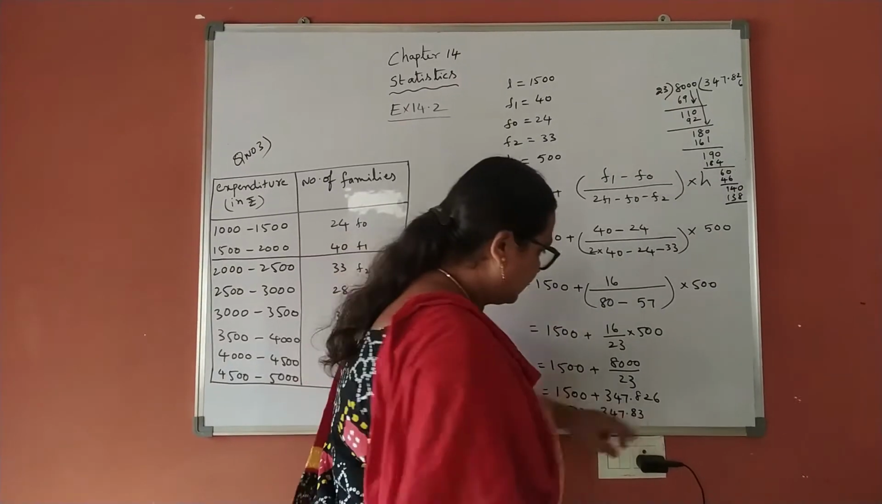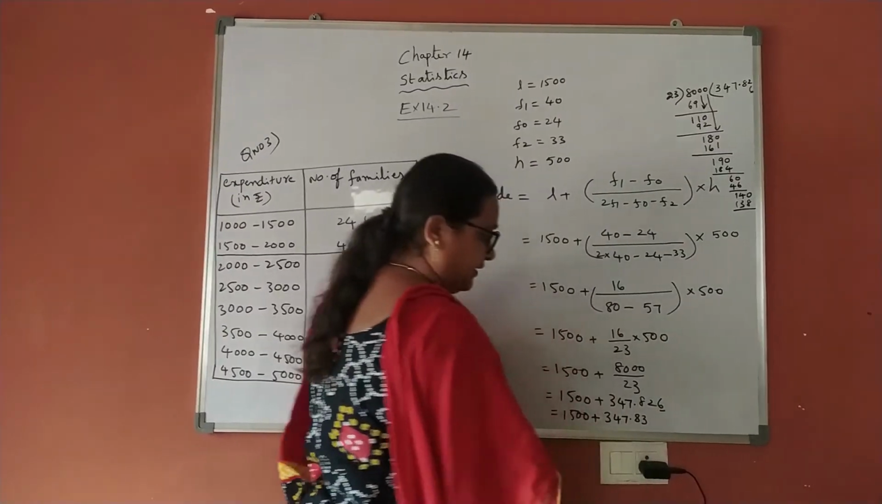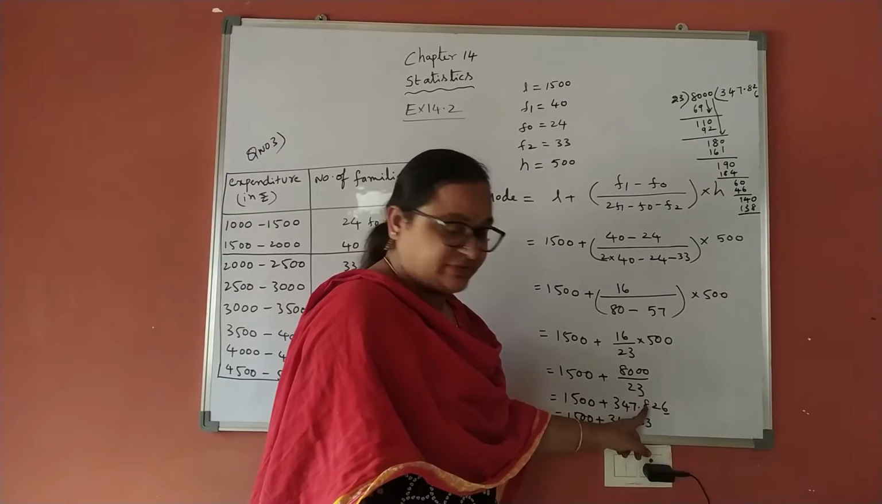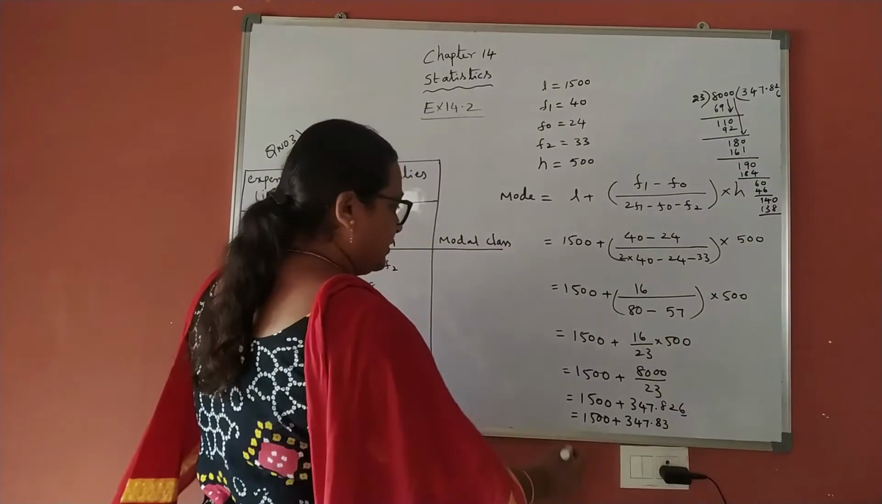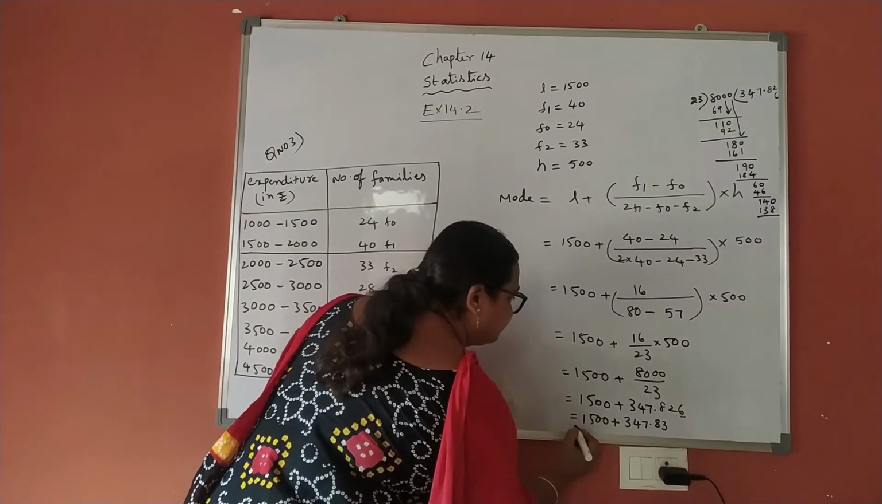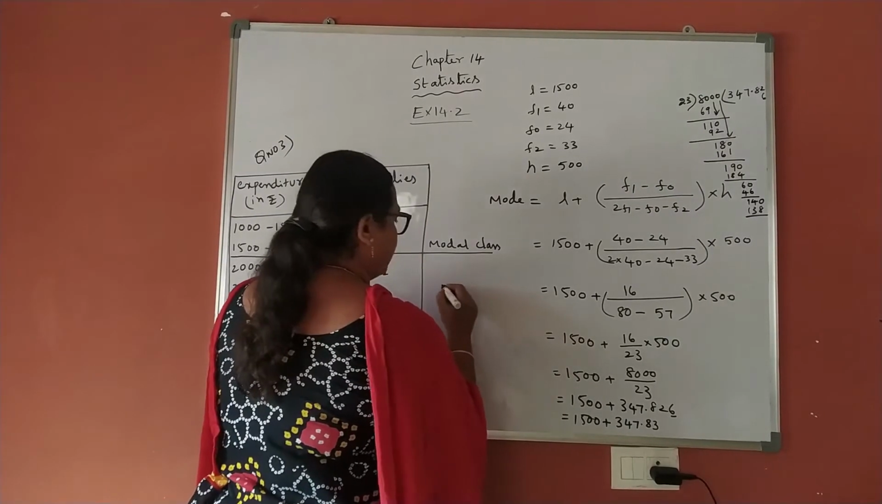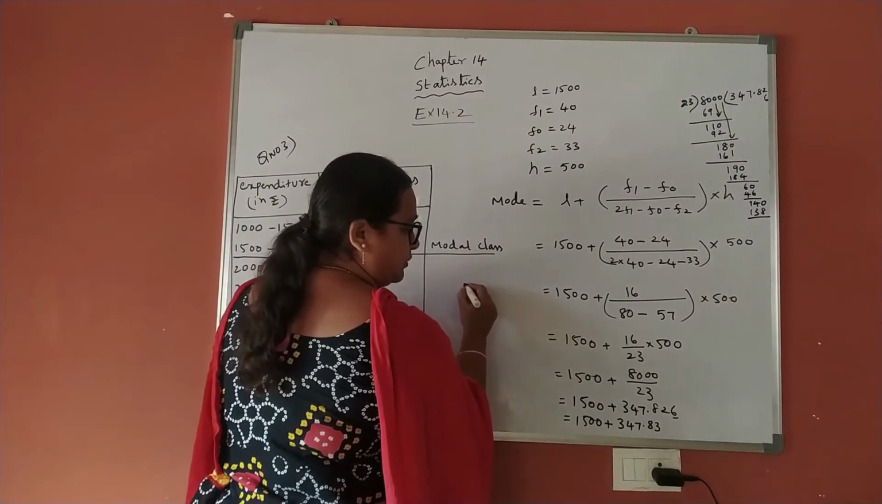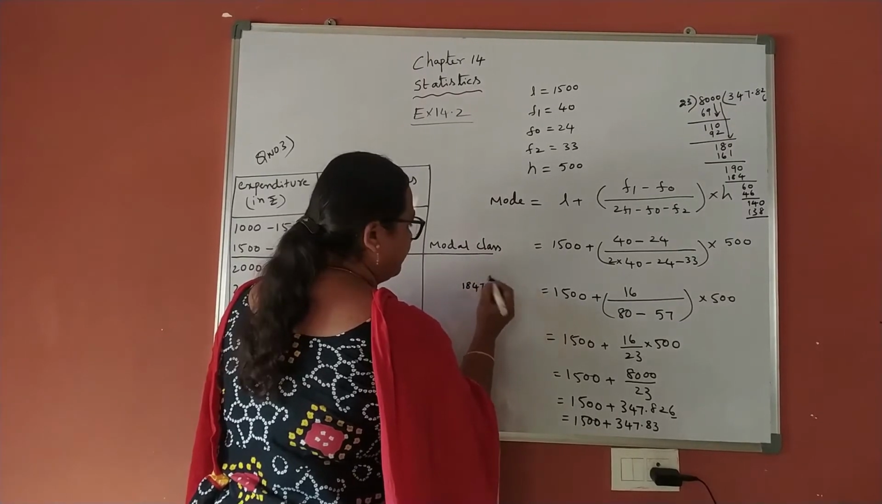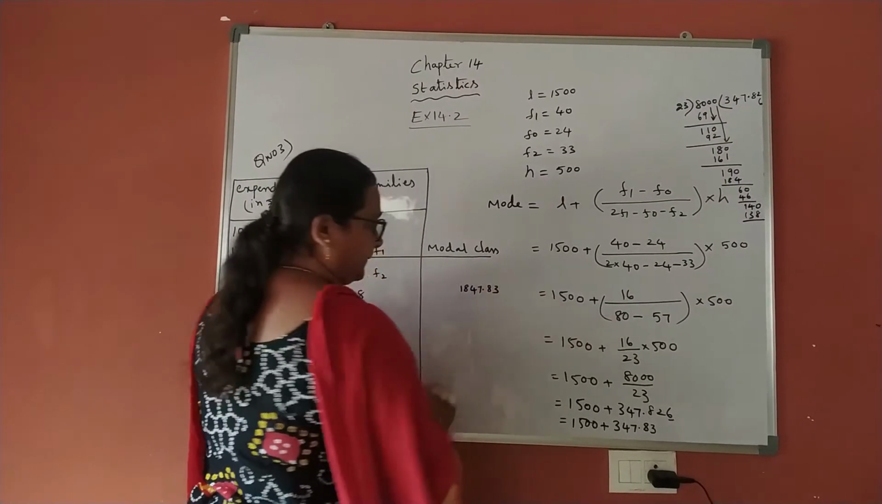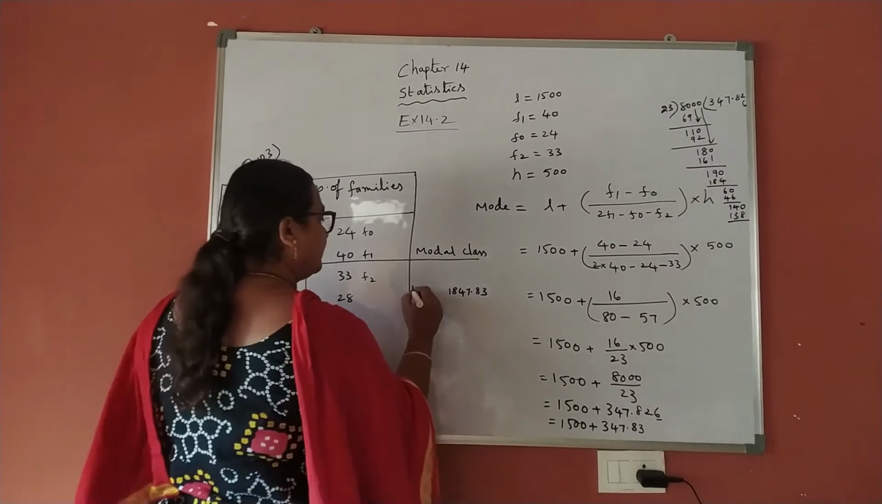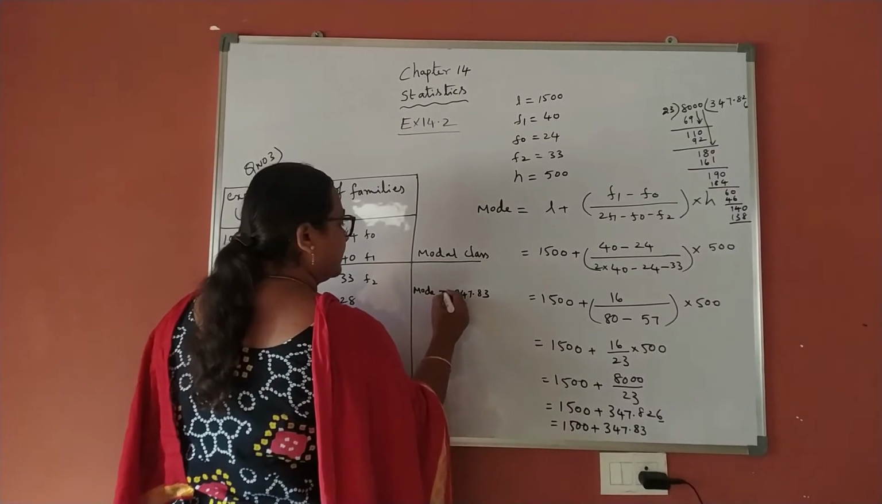347.83, because this is 6 more than 5. So we will add 1 to this previous number and we will remove that. So this is equal to 1847.83. This is what mode is equal to.